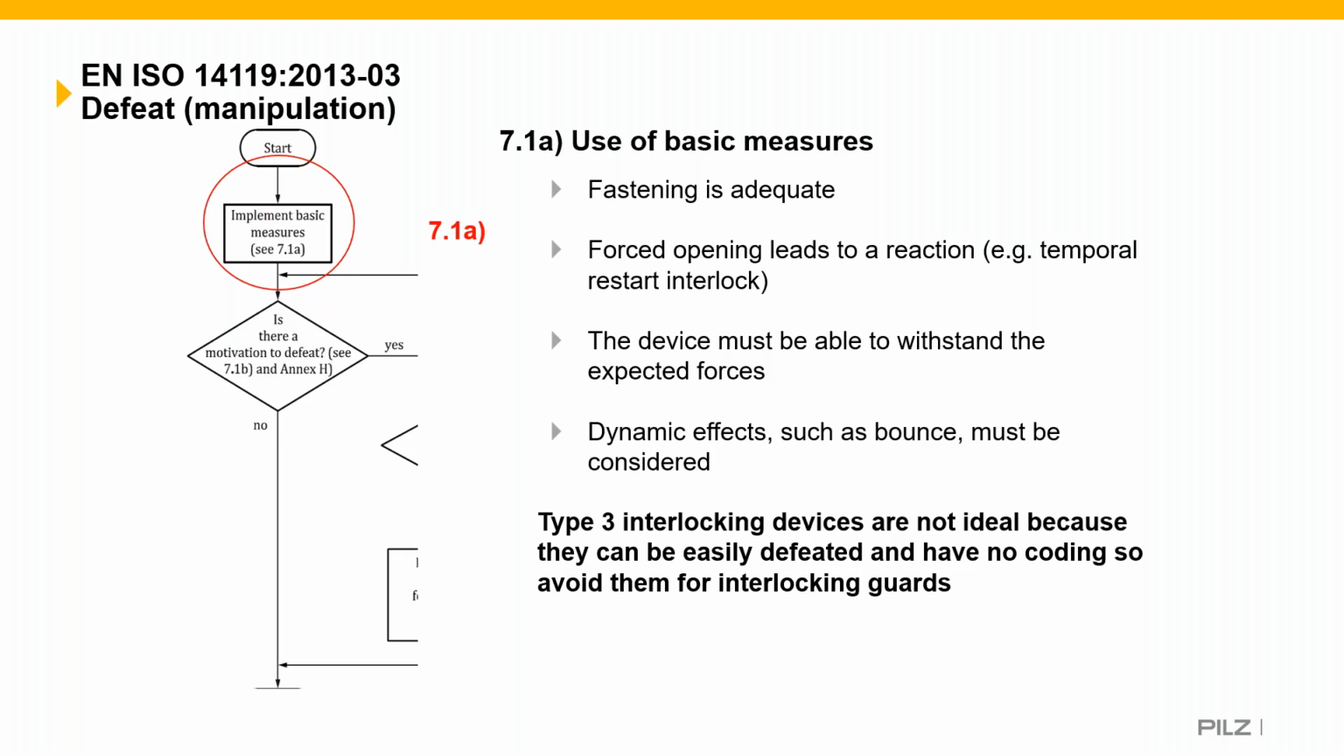The device shall be selected in order to be able to withstand the expected forces. Dynamic effects like bouncing or chatter should be considered because we're not always careful when closing doors or guards. So the impact of a door being slammed closed really needs to be taken into account and not affect the operation of the interlock during its life. And we must avoid Type 3 interlocking devices unless shown in a risk assessment, due to the lack of coding and the ease of bypassing. So, you know, you could put a screwdriver in front of it, for example, and trick it into thinking that the guard is closed.